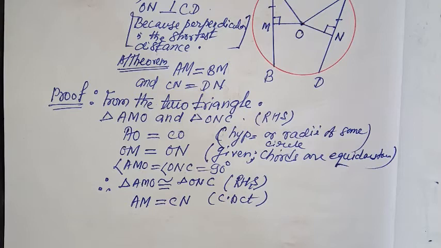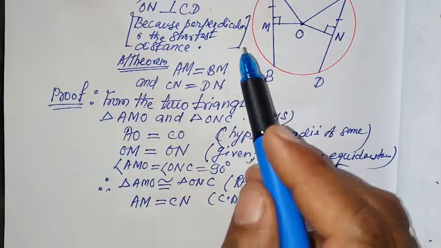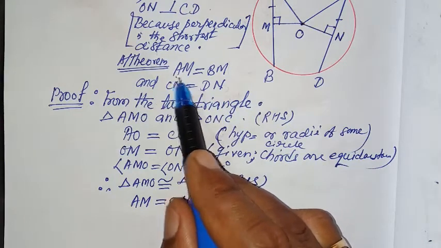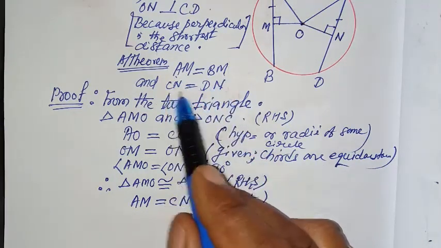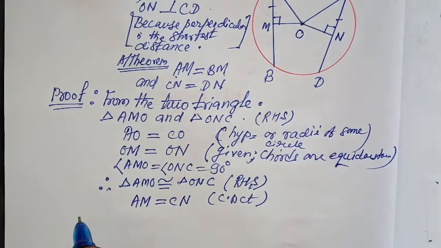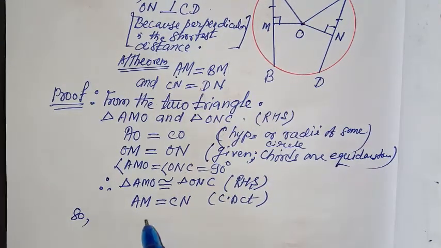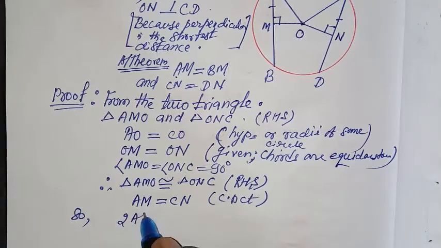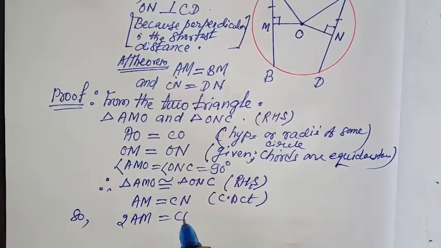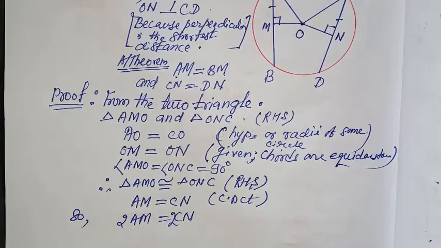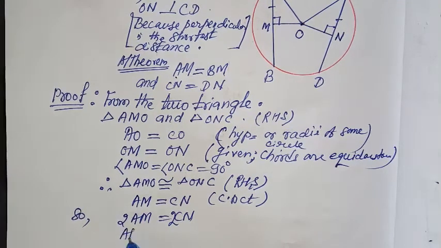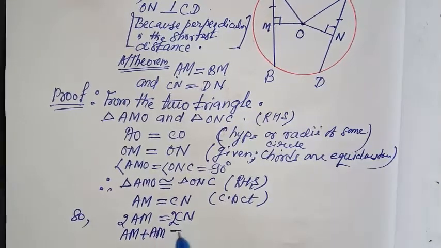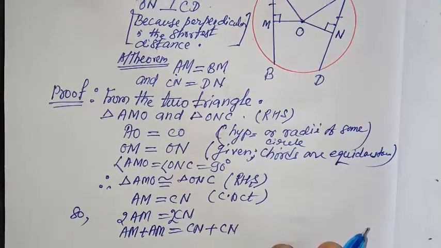Okay. Now here already got by perpendicular in the construction I have written AM is equal to BM, CN is equal to DN. So what we can do? We can multiply by 2. Equals to CN. So what we will get? We can write AM plus AM equals to CN plus CN.